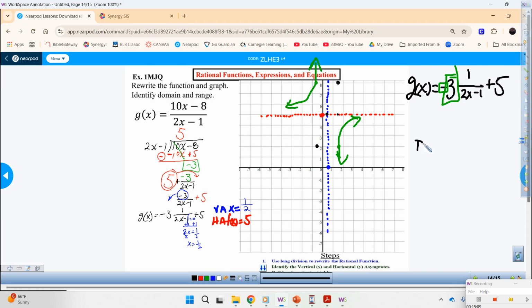On the side, I want you to write D for domain, which means what X values are being used for the graphs. So, look at the X values. What X values are being used to graph this? And remember, the arrows mean that it continues going in that direction. What X values are being used and which ones are not being used? Talk to your neighbor. Which X values are being used?